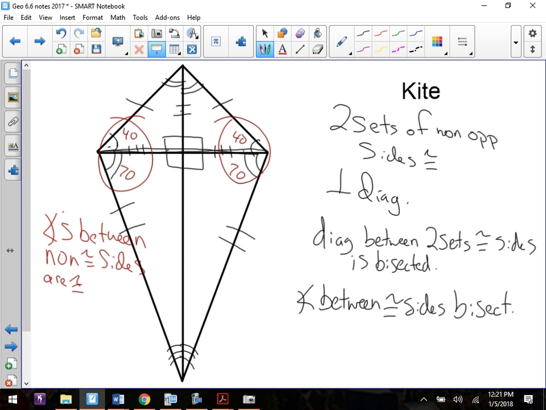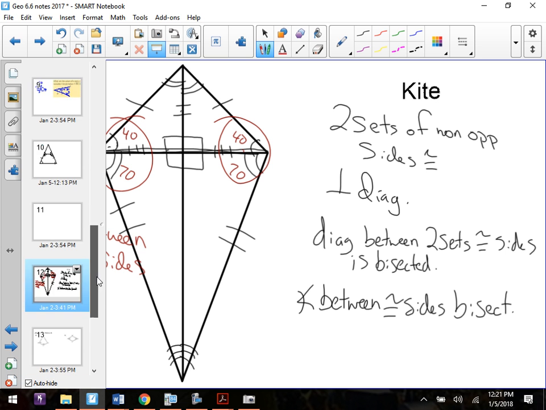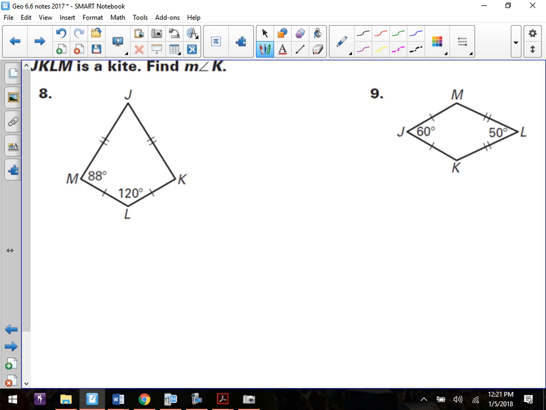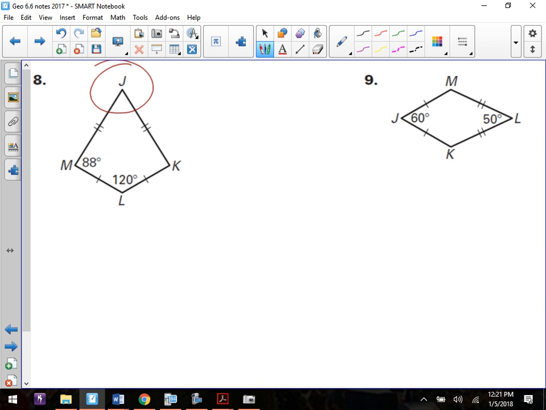Let's try it. So if these guys are kites, find the missing angles. Okay, take a couple minutes and see if you can figure it out. Please and thank you.